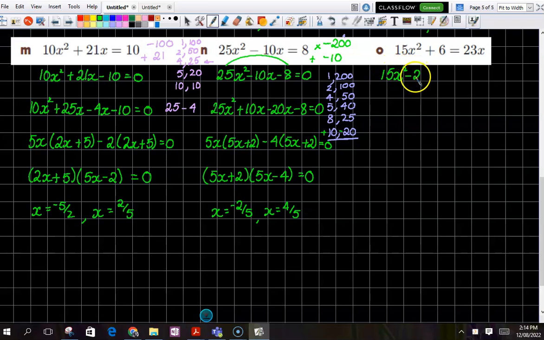Last one. 15x squared take 23x plus 6 equals 0. 15 times 6 is 90. So we're looking for two numbers that times together give you 90, but add up to be minus 23. So 1 and 90 is not going to cut it. 2 and 45, 3 and 30. Does 4 go into 90? No, because that's not even. 5 does.